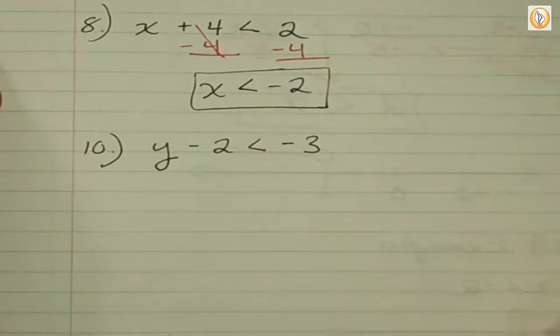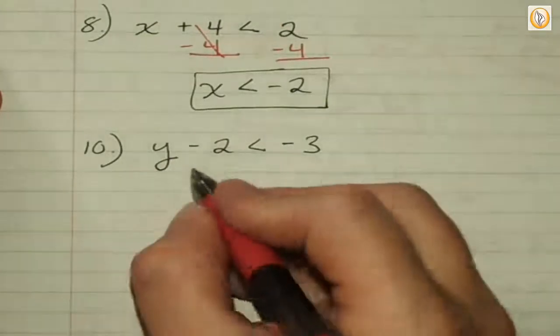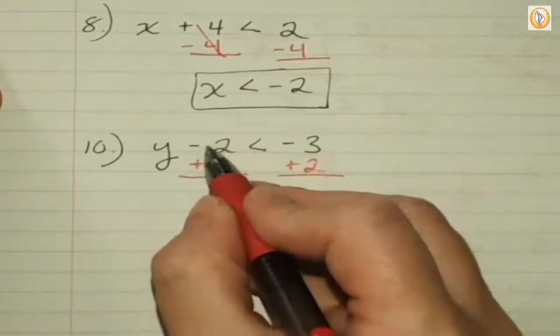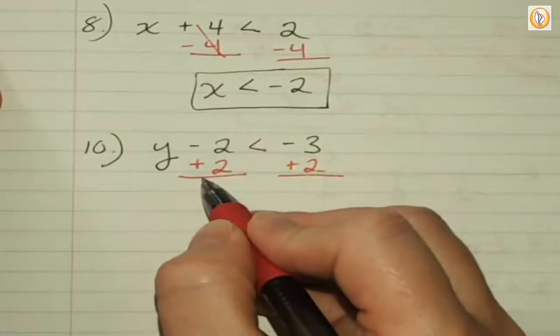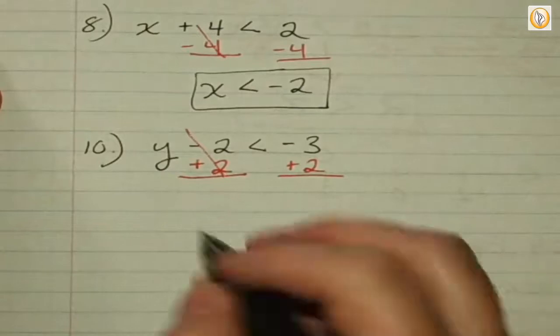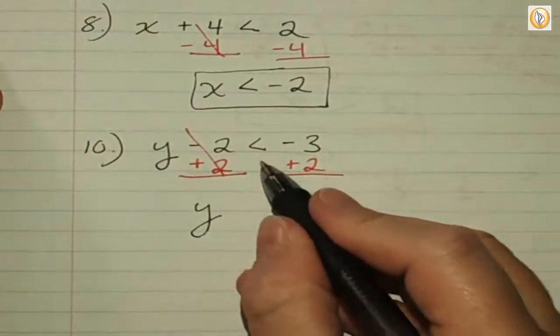Okay, so you do the opposite. It's positive 2. So we are adding 2 to both sides because this is a negative 2, so we have to do the opposite, which is adding 2 to both sides. This cancels out, and I get y. Do I need to flip the sign?